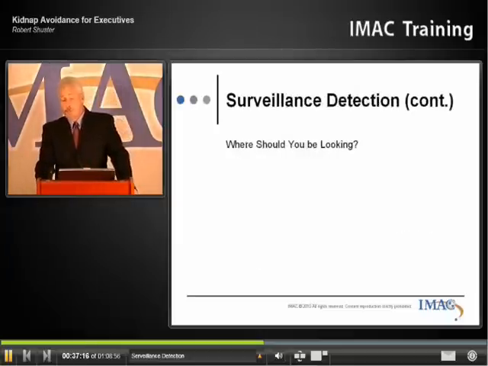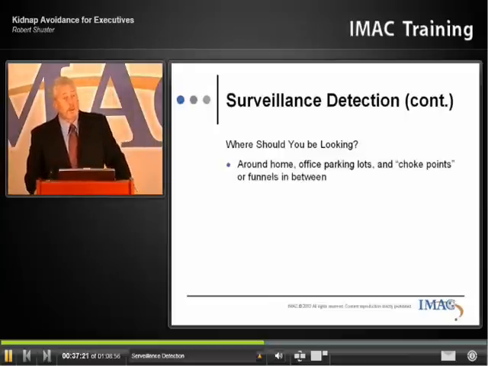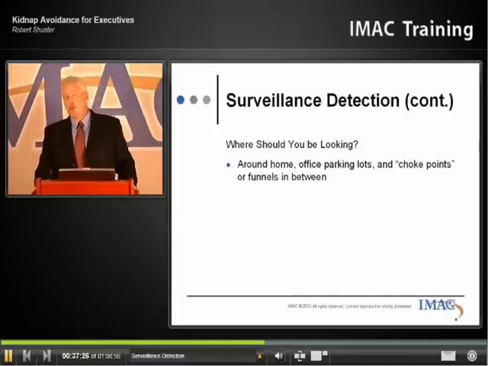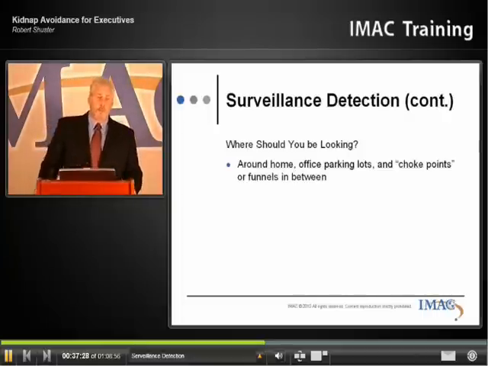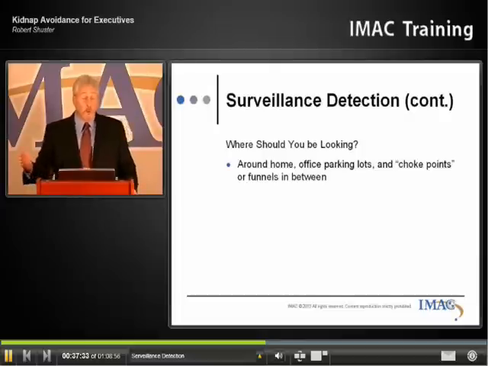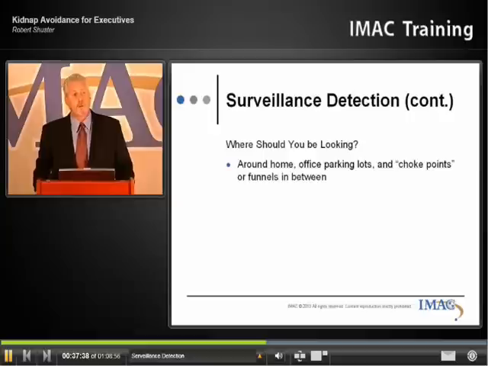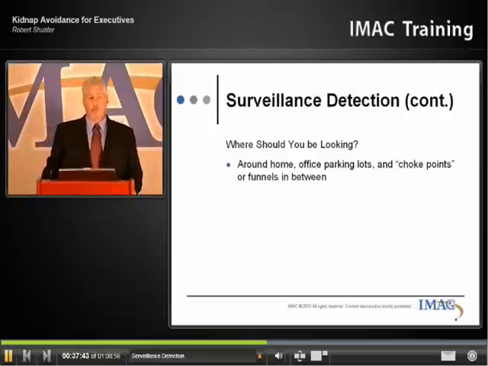Where should you be looking for these types of activities? Again, around your home, office parking lots or in or around your office, and the choke points or funnels in between. And what I mean by choke points or funnels: no matter how many times you alter your route, it's likely that there's probably only one road that leaves your community. Maybe there's not, and you can alternate as soon as you leave your driveway, but some areas might not lend themselves to that. You may have one route that you have to take, or one road to that first stop sign or traffic light, where you can start alternating. That's a funnel point or a choke point.